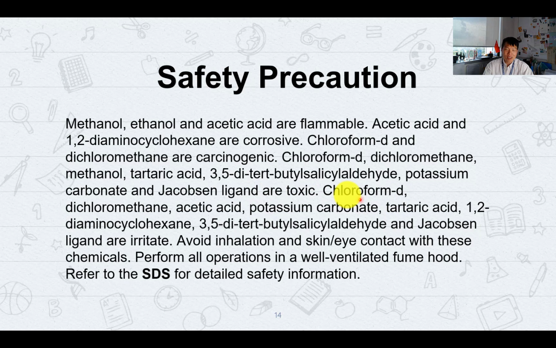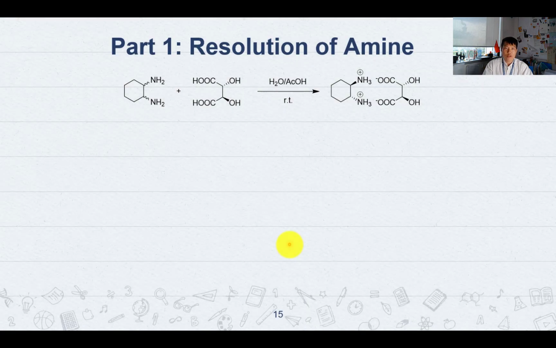Also, chloroform-d, dichloromethane, acetic acid, potassium carbonate, tartaric acid, 1,2-diaminocyclohexane, 3,5-di-tert-butyl salicylaldehyde and the Jacobsen ligand are irritants, okay? They will cause you to scratch, maybe a bit of redness, rashes. So again, avoid skin contact and avoid inhalation. That means you have to perform all the transfer and withdrawal of chemicals in the fume hood, please. And it must also be well ventilated. So do refer to the safety data sheets of these chemicals for safety information and do the risk assessment, if you're asked to.